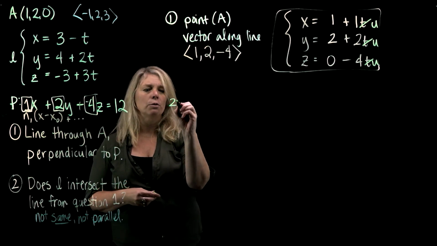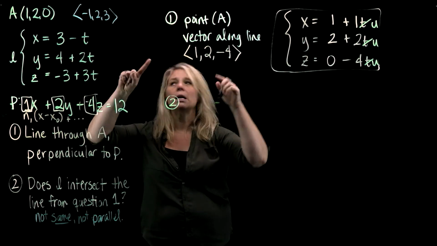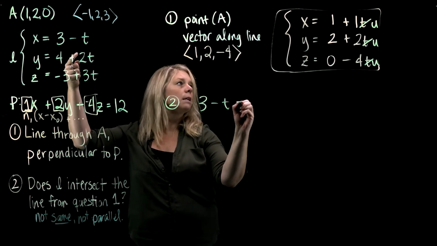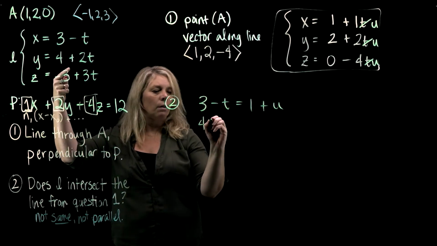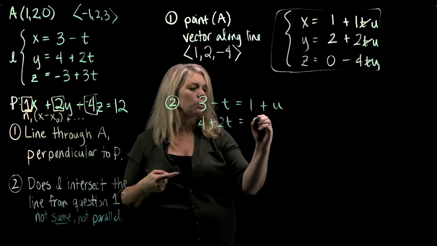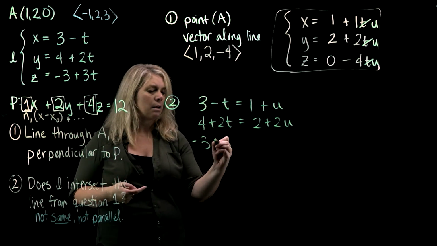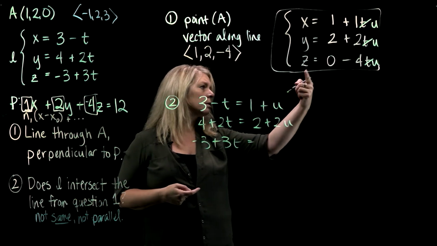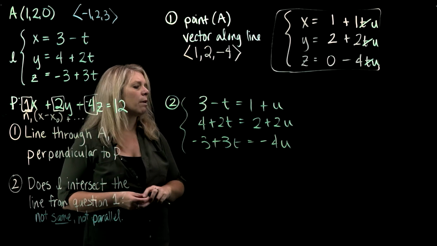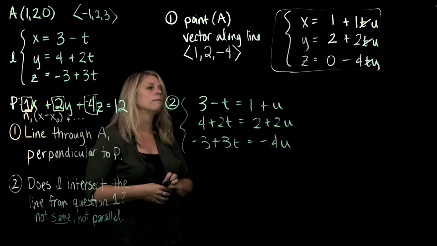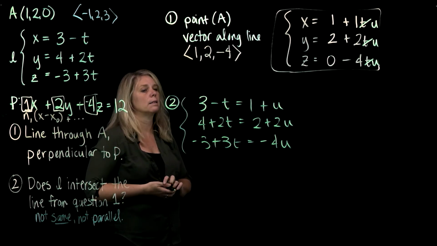So to answer question 2 here, we're looking at solving a system of equations. Our x's should be equal, so 3 minus t equals 1 plus u. The y should be equal: 4 plus 2t equals 2 plus 2u. And the z should be equal: -3 plus 3t equals 0 minus 4u. All right, so I want to solve this system of equations and determine if there is a t and a u value that make this true. If so, what are they? And if not, show that it's an inconsistent system.